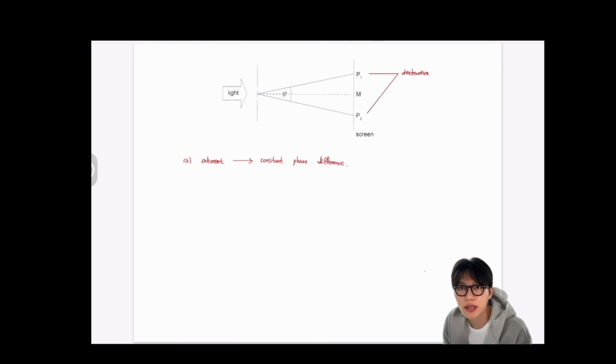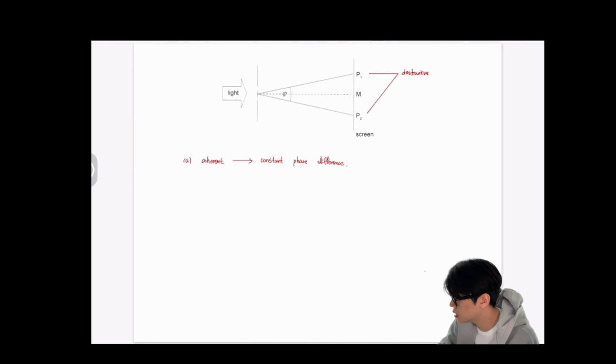Question B has a lot of conditions. For example, the light wave is 720 nanometers, the two slits are separated by 0.12 millimeters, and P1 and P2 are destructive interference. Question B1 says to calculate, in radians, the angular separation of P1 and P2. So you have to calculate the angular separation.